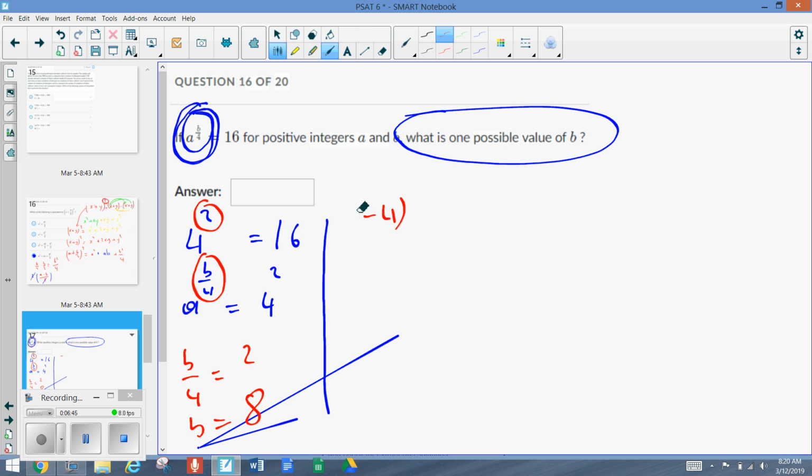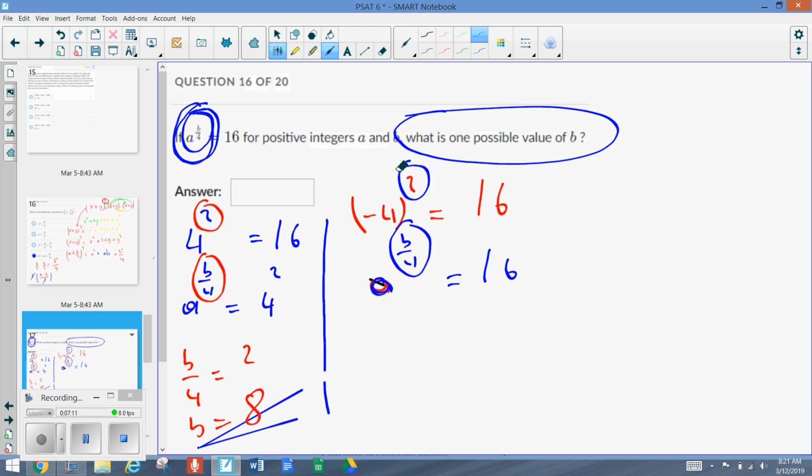Negative 4 parentheses squared is equal to 16. Perfect, this is right. And then what does that mean? Let me put the expression here: A to the power of B over 4 is equal to 16. And in that case, B over 4 is going to be equal to 2, so B is equal to 8.